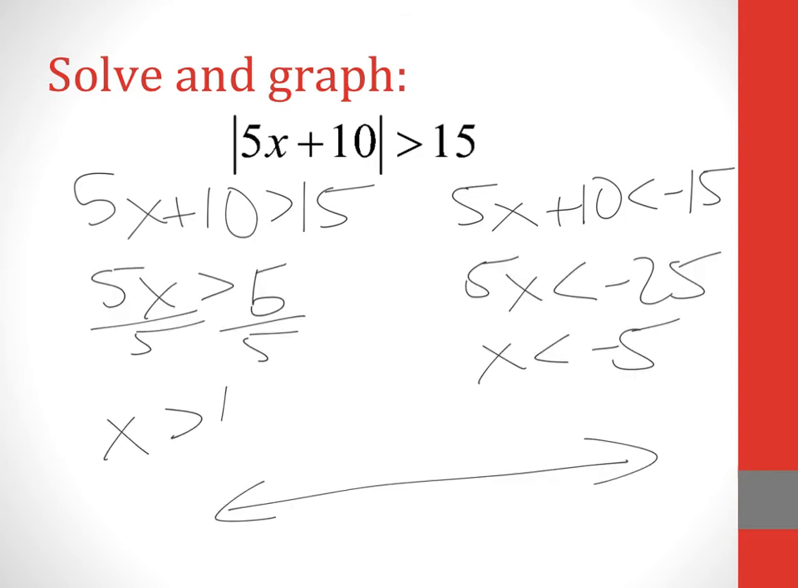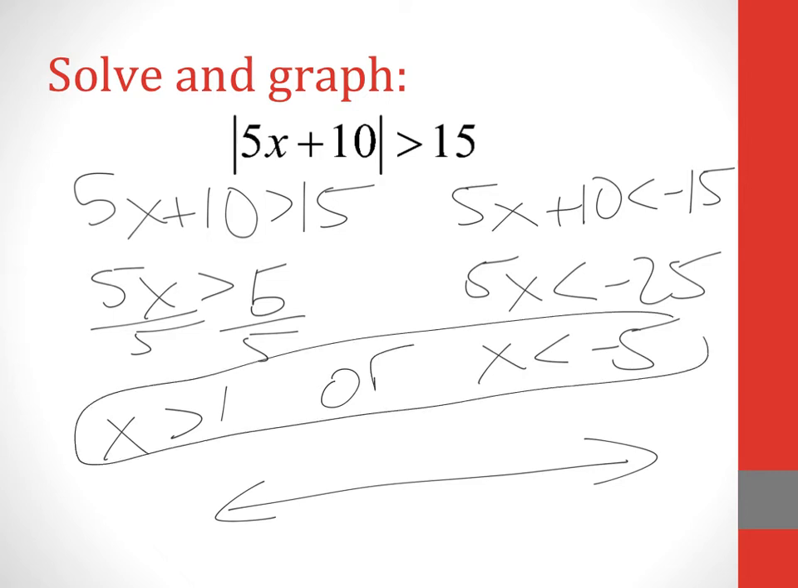Alrighty, I've got them both solved. We know it's a greater problem, so it's an or. So here's my written solution. Now I need to graph it. Here's my 0. Here's my negative 5. Here's my 1. So it's greater than 1, open, going to the right. Greater than negative 5, open and going to the left. There's my graph, and I've got my written answer above it.